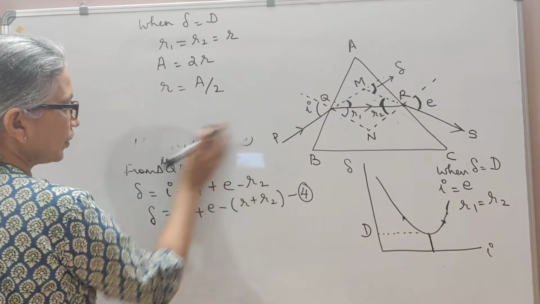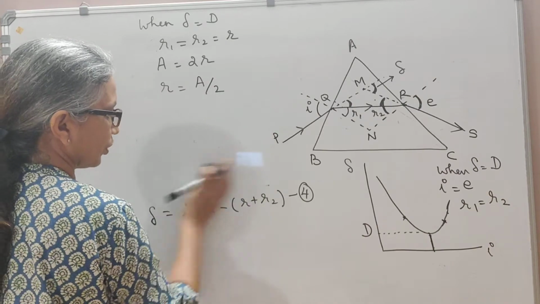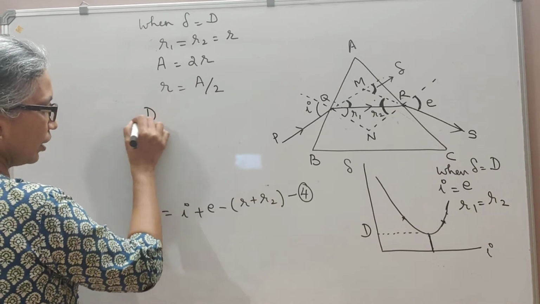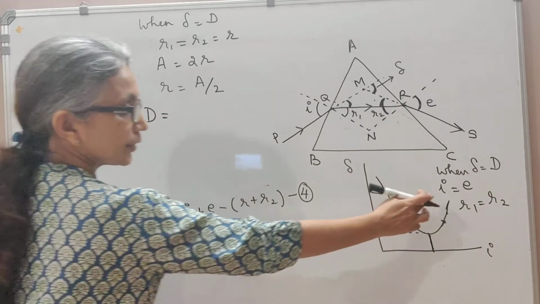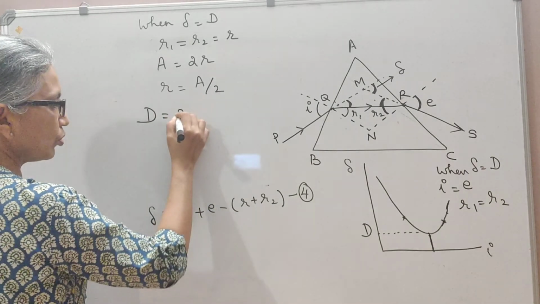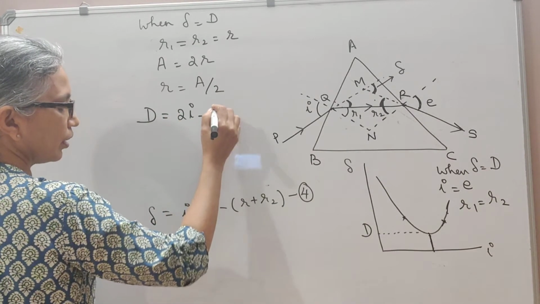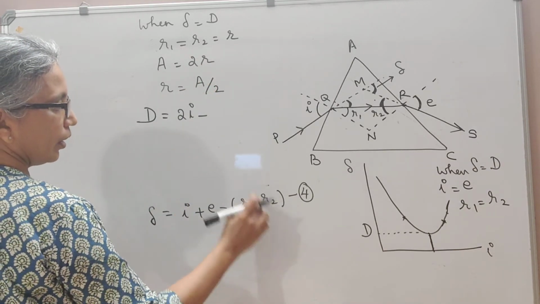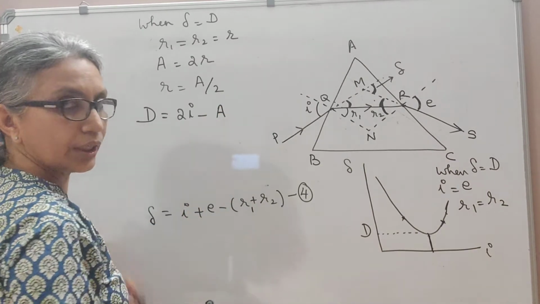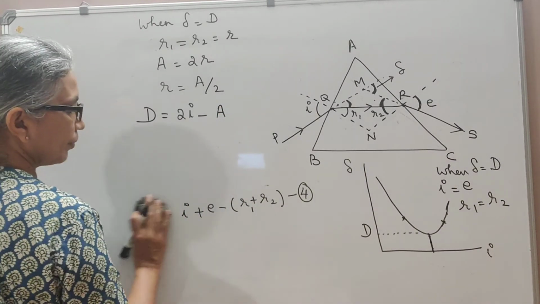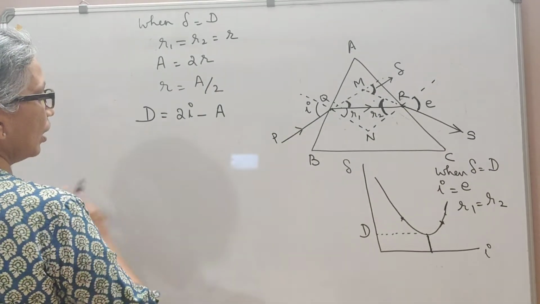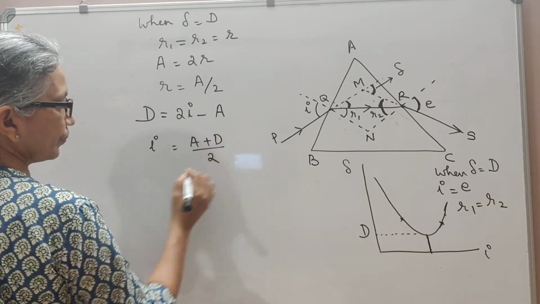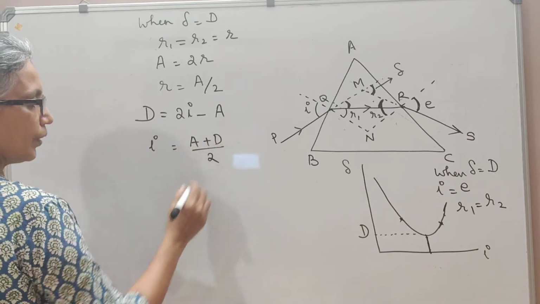Then if I substitute the same thing in the next equation, that is my fourth equation here, this delta will become D. This is equal to I and E are the same, I said. So I plus I will give you 2I minus R1 plus R2, which we know is A. We know from our equation A equal to R1 plus R2. So I may write this as I equal to A plus D by 2. Right? 2I is A plus D and I will be A plus D by 2.